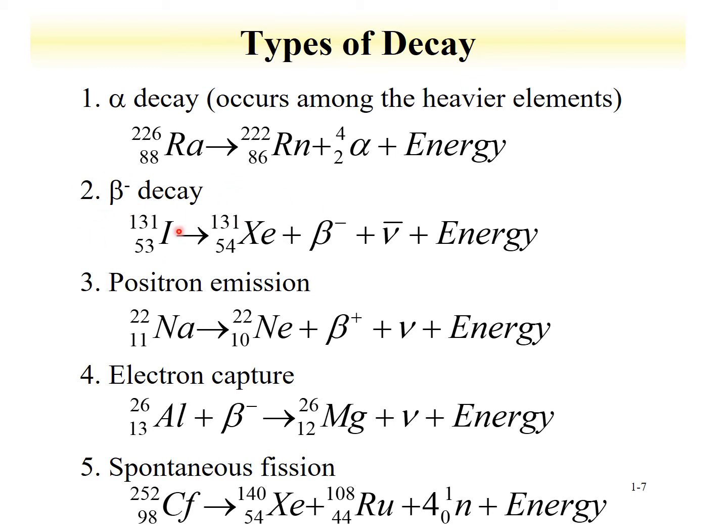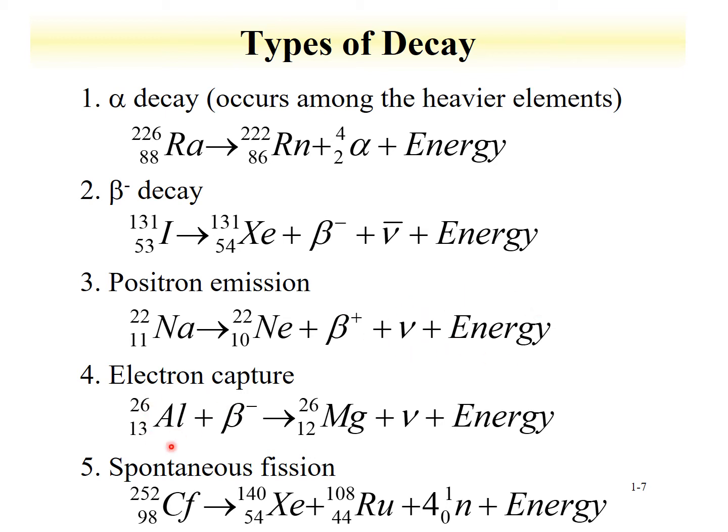Beta minus, in this case, a neutron is converted into a proton, so it moves up the periodic table. A beta particle, which is an electron, an antineutrino, and energy are produced. Positron decay, so these are in neutron deficient nuclides, where a proton is converted into a neutron, so it moves down the periodic table. A positron, which is the antiparticle of an electron, so it's the antimatter particle of an electron, and a neutrino are produced along with energy.